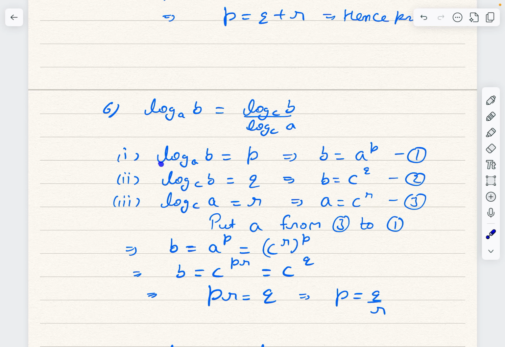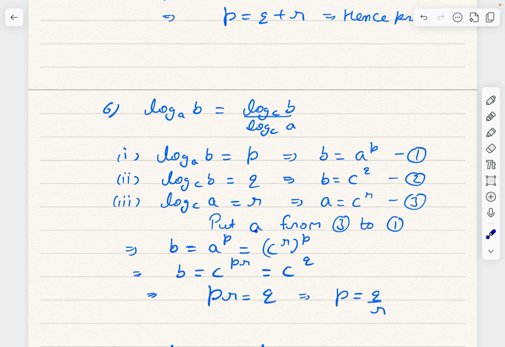First of all, assume that log base A of B is equal to P. Take anti-log, you get B is equal to A to the power P. Take log base C of B as Q. Take anti-log, you get B equal to C to the power Q also. And log base C of A is equal to R, so A will become C to the power R.